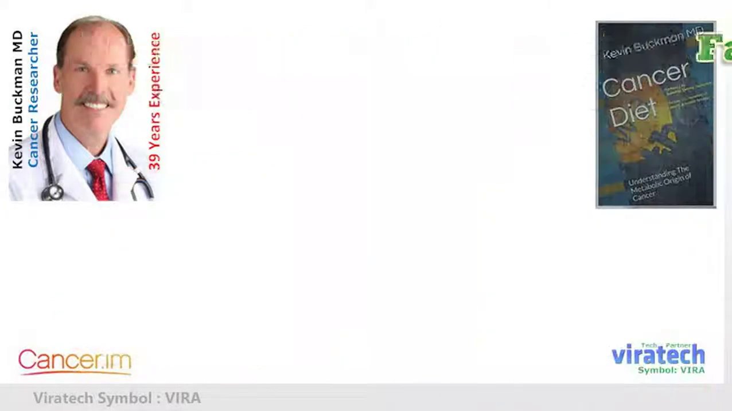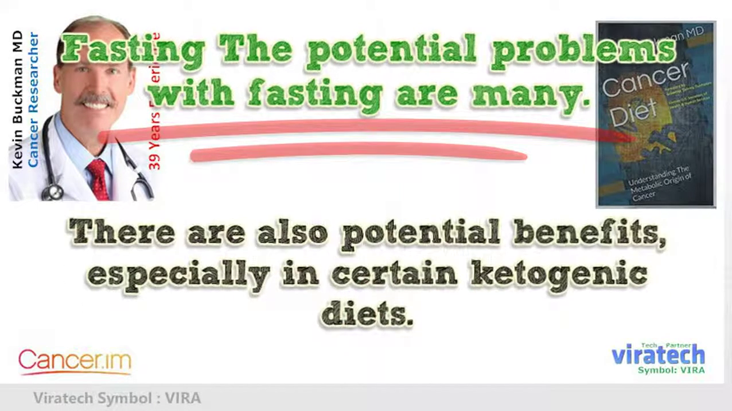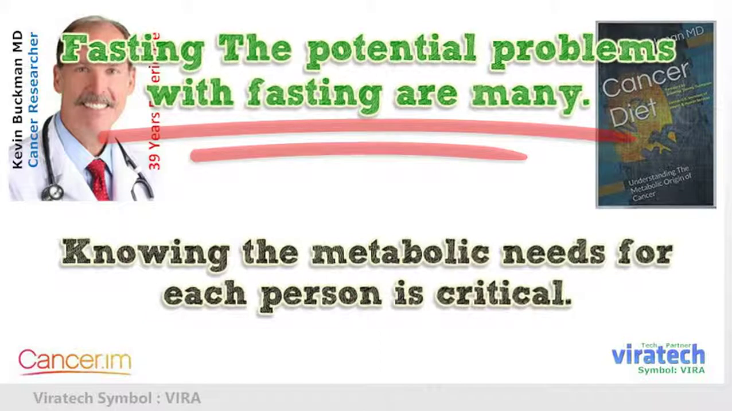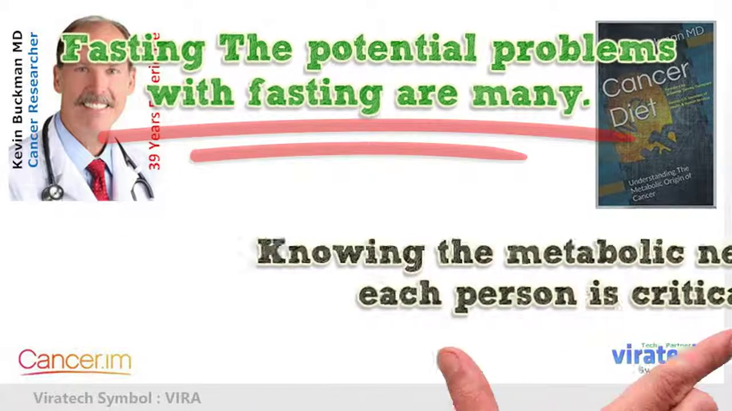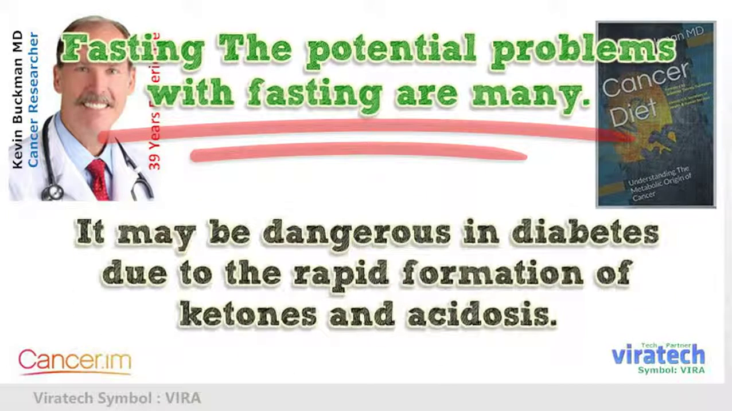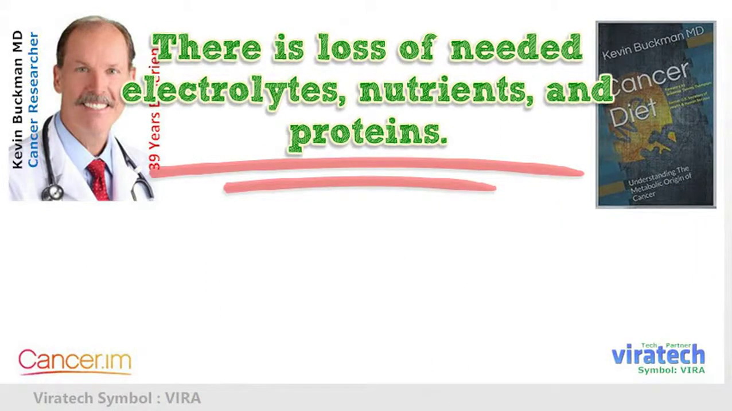Fasting. The potential problems with fasting are many. There are also potential benefits, especially in certain ketogenic diets. Knowing the metabolic needs for each person is critical. For most people, fasting will reduce the metabolic rate since the body thinks it is starving and conserves fat and weight. It may be dangerous in diabetes due to the rapid formation of ketones and acidosis. There is loss of needed electrolytes, nutrients, and proteins.